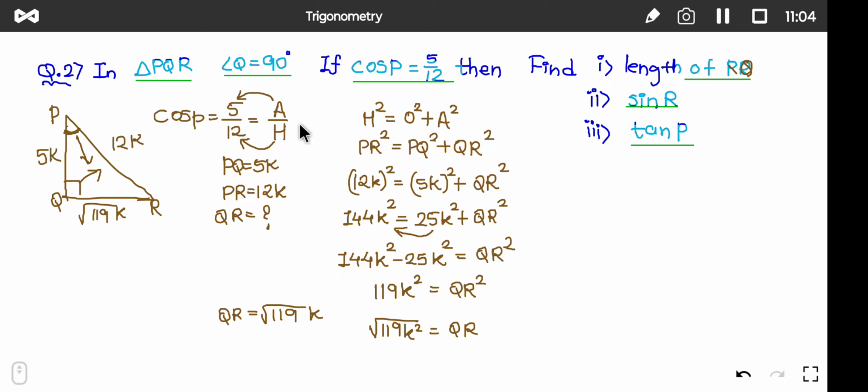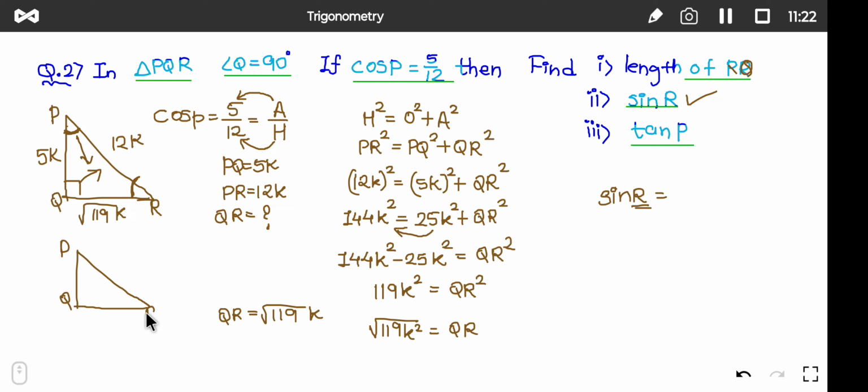Okay, so first question is done. Now the second question is find out sine r. So sine r we have to find out. So angle is here r, so we have to look at angle r here. Okay, so if I draw triangle one more time, P, Q and R. So from R we have to see now.